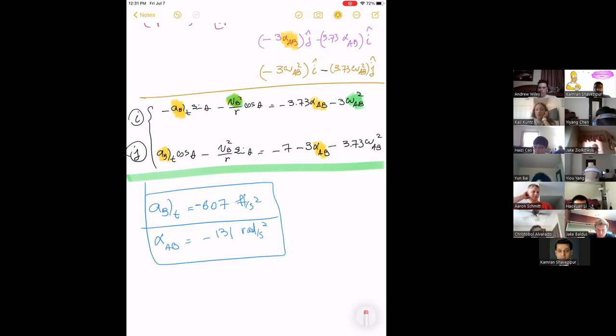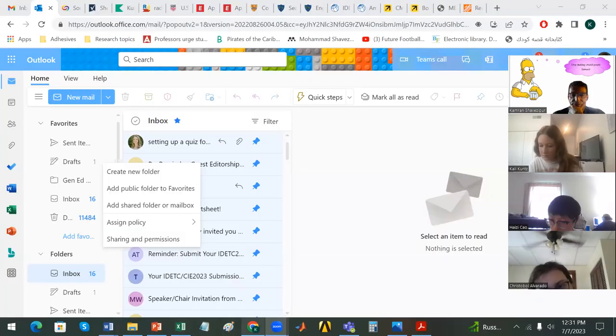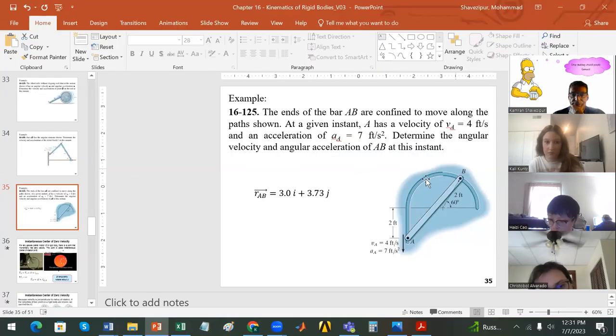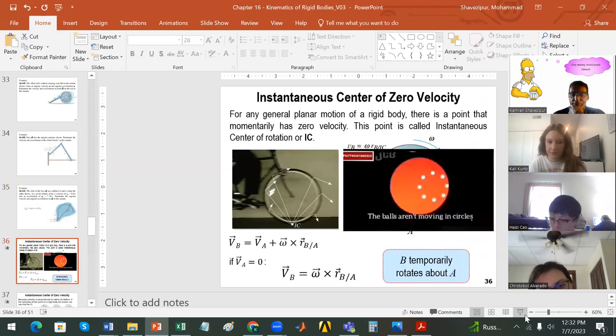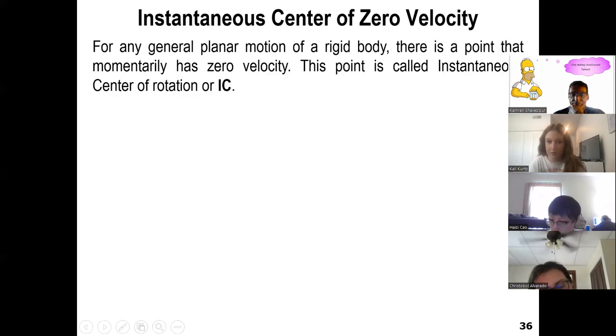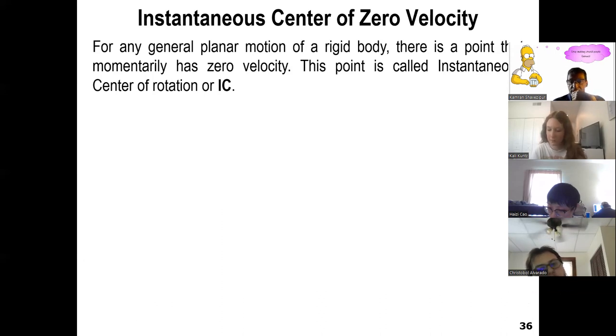So let's go back to the slides and finish the chapter. The last topic we cover here is called instant center of rotation or instant center of zero velocity. It has a kind of weird name, but I'm going to explain to you what this means.